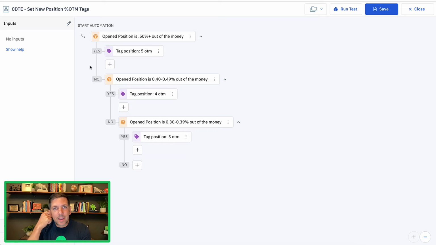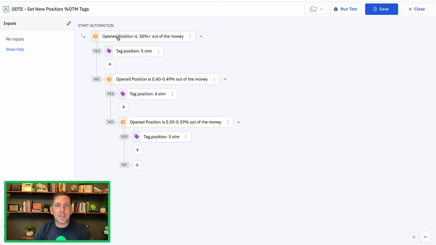And the reason that I like doing this is because then I can use this later on for analysis using the analyzer, and I can say, okay, any positions that were 0 DT and tagged as 0.5% out of the money, or 0.4% out of the money, or 0.3% out of the money, or whatever the case is, then you know which maybe subset of groups might be working better. And you can see kind of the P&L diagram of different subsets and groups.